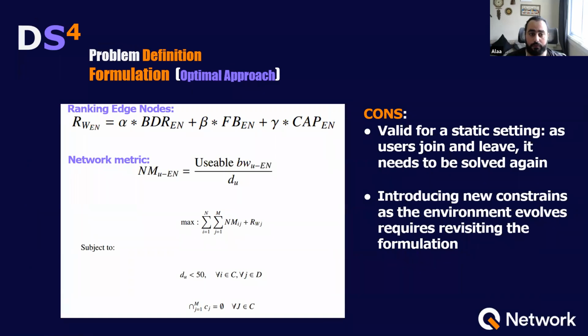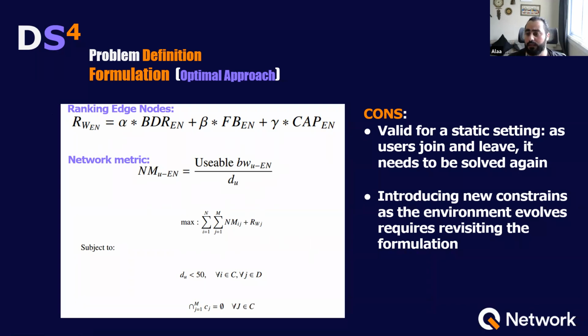In order to define the perfect allocation between users and servers, we'll be taking the ranking into consideration. We'll define a network metric, which is the usable bandwidth between the user and the edge, divided by the actual delay between them. Then, using an optimization approach, we have to maximize the network metric between each user and server, and also the ranking of that server.